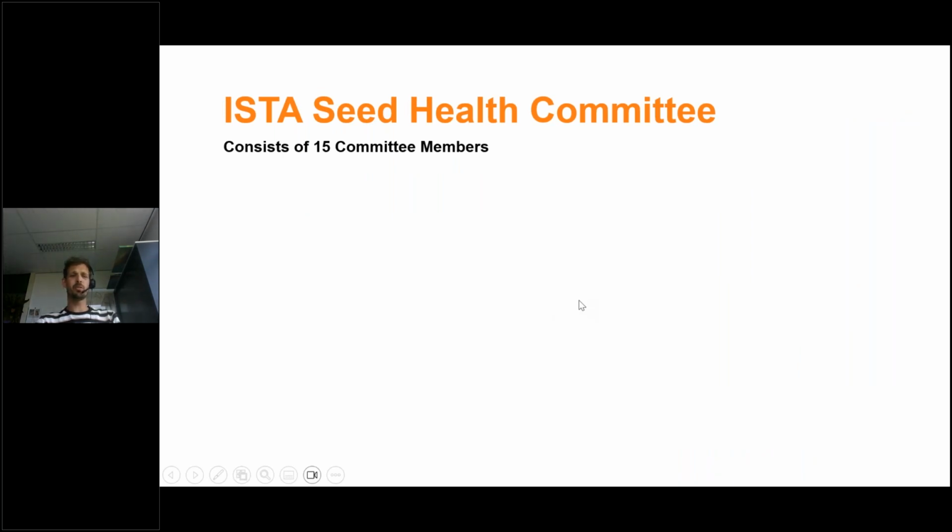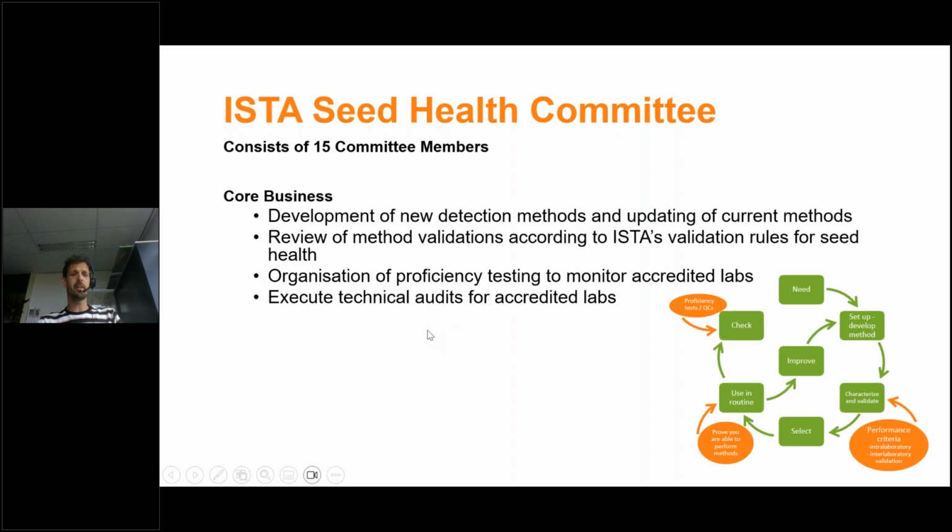The ISTA Seed Health Committee consists of 50 committee members from all over the globe, reaching from New Zealand to Canada, from China to the Netherlands, for instance. Its core business is the development of new detection methods and updating of current methods, also known as rules, which are presented on the ISTA website under the tab of the Seed Health Committee. But it also reviews method validations, according, of course, to the validation rules and guidelines set for seed health by ISTA. It helps in organizing proficiency tests to monitor accredited labs, but also to monitor whether the rules currently present on the website are still working as they should.